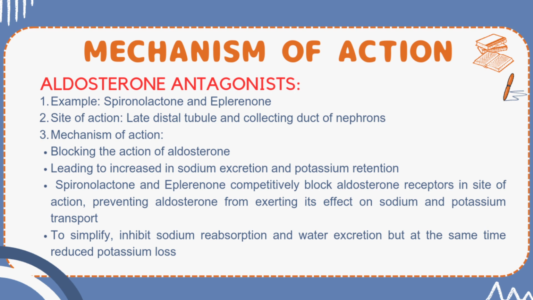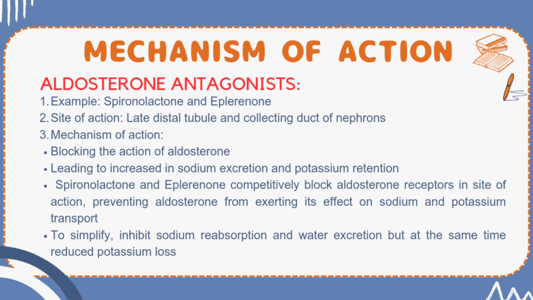The mechanism of action: aldosterone is a hormone produced by the adrenal gland, and its primary role is to regulate the balance between sodium and potassium ions in the body, particularly in the kidney. Aldosterone antagonists work by blocking the action of aldosterone on its receptor site in the distal tubule and collecting duct of the kidney. Blocking this effect of aldosterone will result in increased sodium excretion and potassium retention.